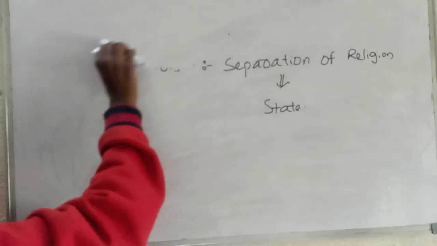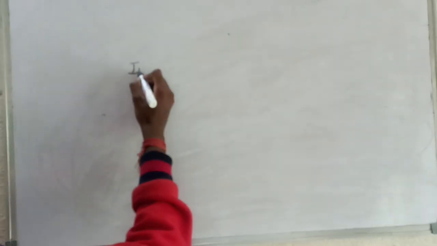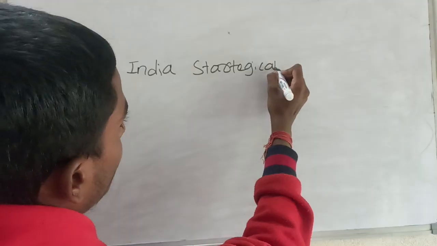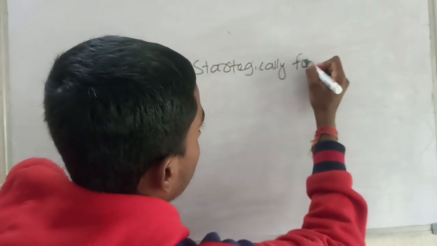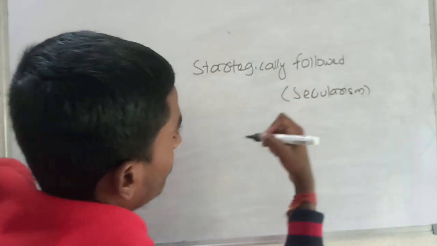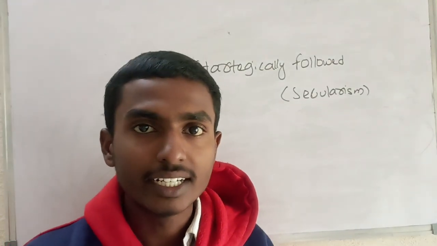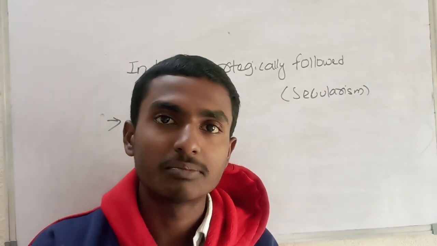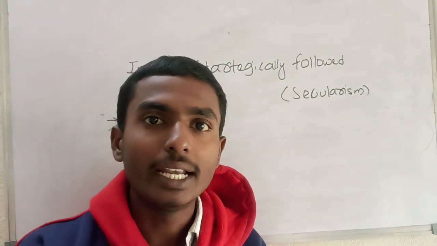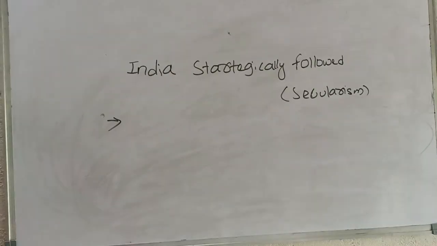And further we studied how our country India strategically followed secularism. We all know that our country India is a diversified country. It consists of many religions, many castes, and different genders. So to maintain peace and harmony among all of them, and to maintain unity and integrity, we followed three things.